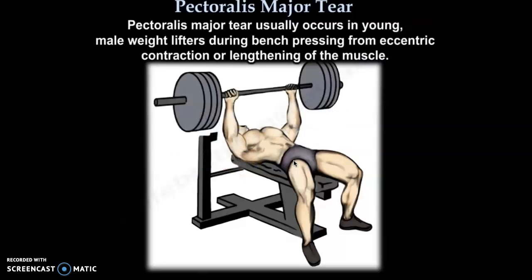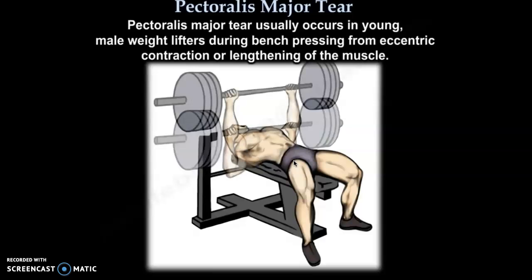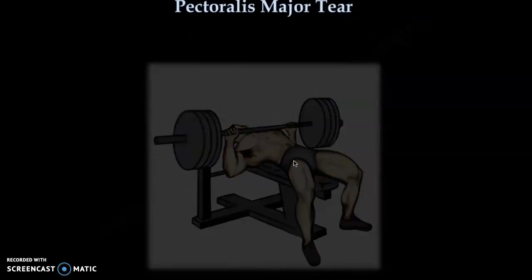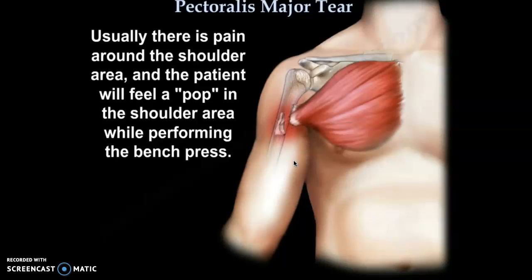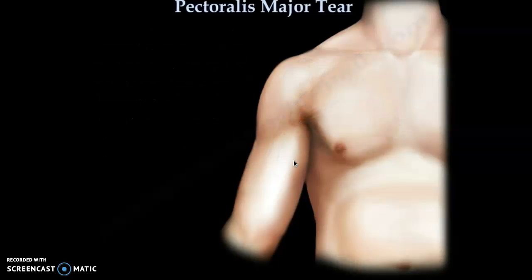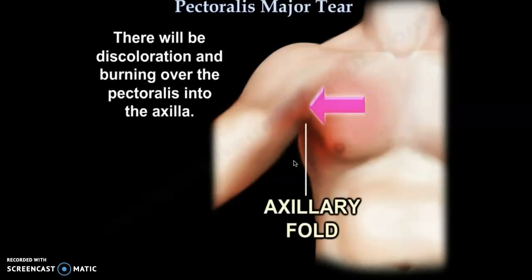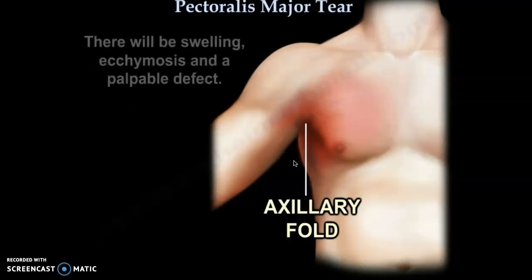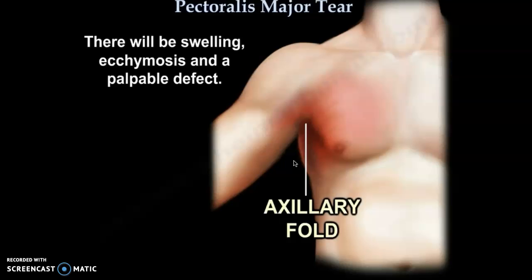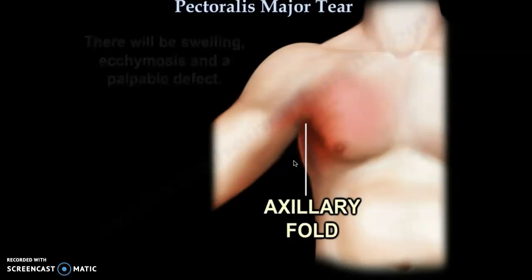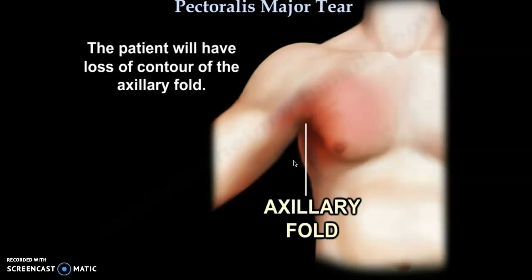Pectoralis major tear usually occurs in young male weightlifters during bench pressing from eccentric contraction or lengthening of the muscle. Usually there is pain around the shoulder area and the patient will feel a pop in the shoulder while performing the bench press. There will be discoloration and burning over the pectoralis into the axilla. There will be swelling, ecchymosis, and palpable defect. The patient will have loss of contour of the axillary fold.